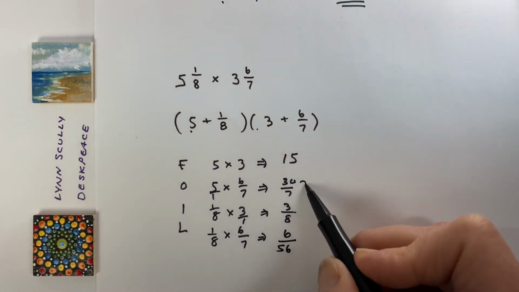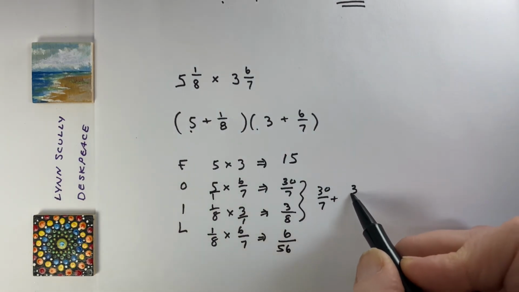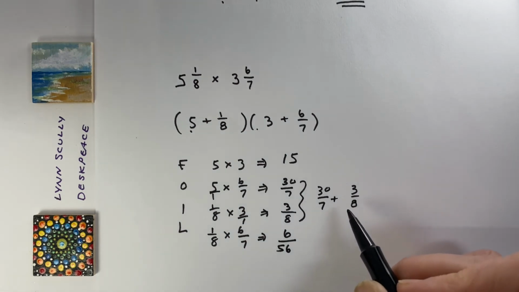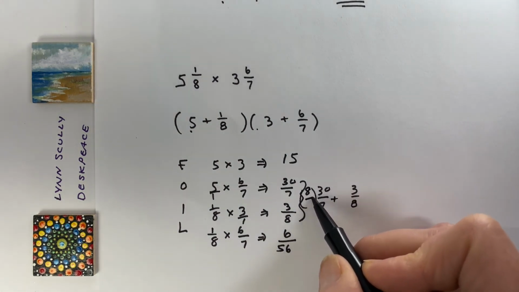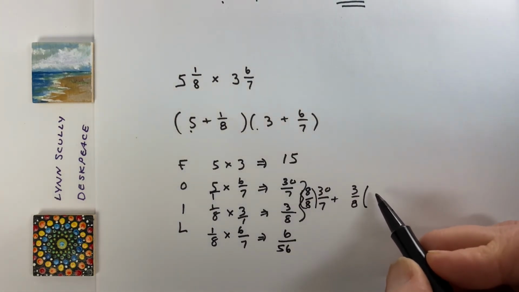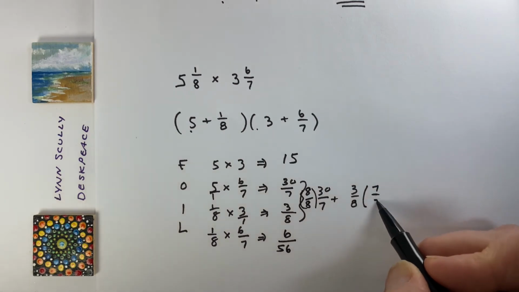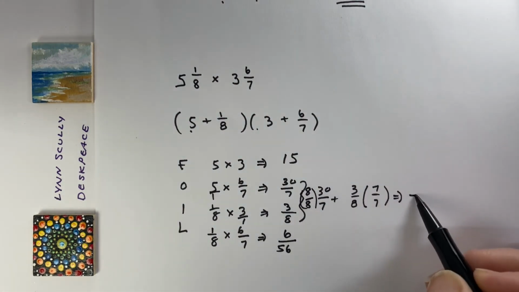I always combine my O and my I. I have 30 over 7 plus 3 over 8. I have to do common denominator. I'll multiply this by 1 in the form of 8 over 8, because 8 over 8 is 1. I'll multiply this by 1 in the form of 7 over 7. And I'm going to write the denominator first.